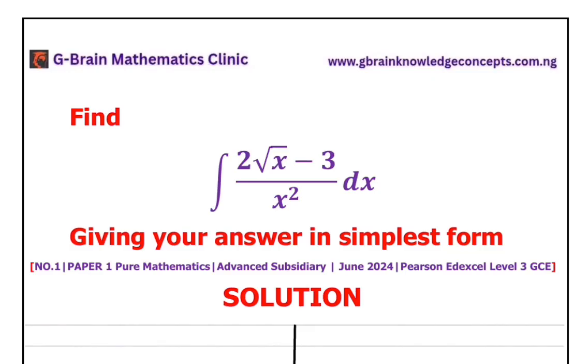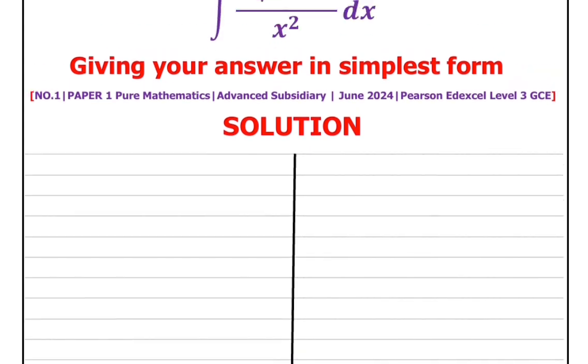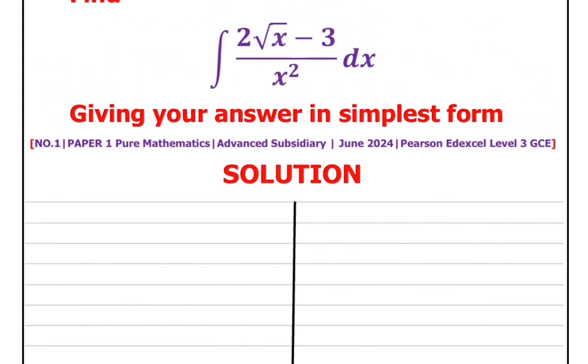Find the integral of (2 root x minus 3) all divided by x squared dx. Giving your answer in simplest form. Solution to the problem. From the question, we have the integral of (2 root x minus 3) all divided by x squared, dx.